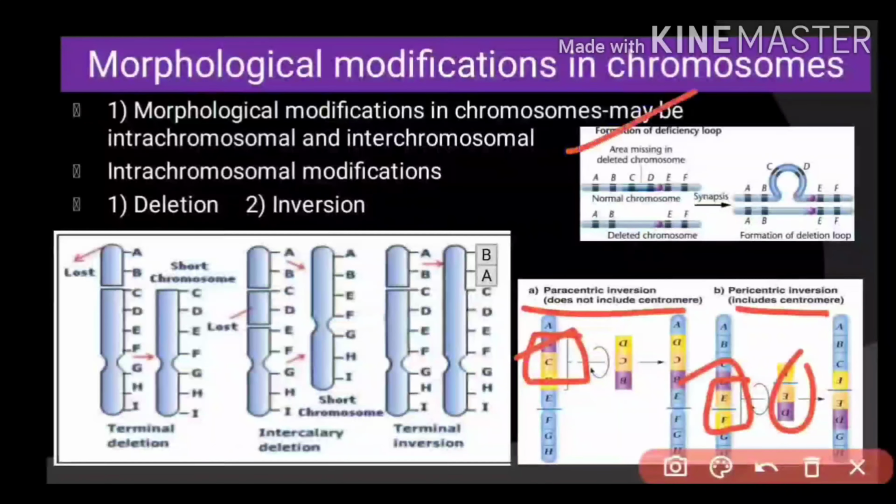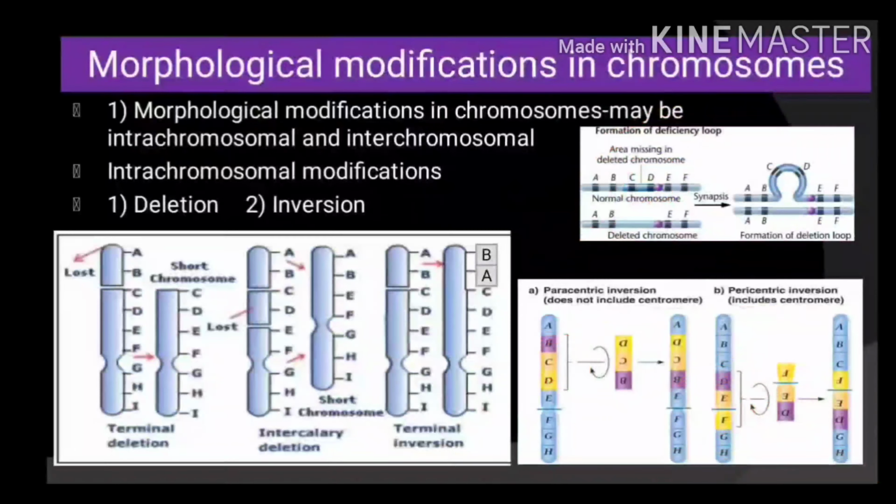Now look at this figure. Here you can see this is a normal chromosome and this is the deleted one. In the normal chromosome all the segments are present, but in the deleted one, the CD segment is not present, it is deleted. So in the normal one, a loop is formed at the place where the pairing is not done, because the CD part is not present in the deleted chromosome.